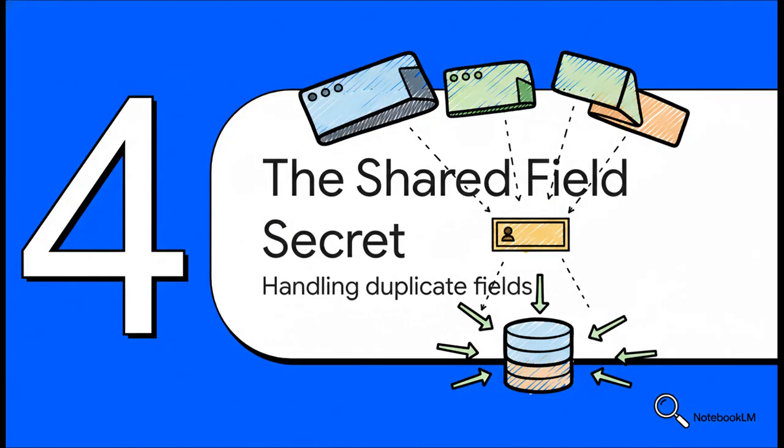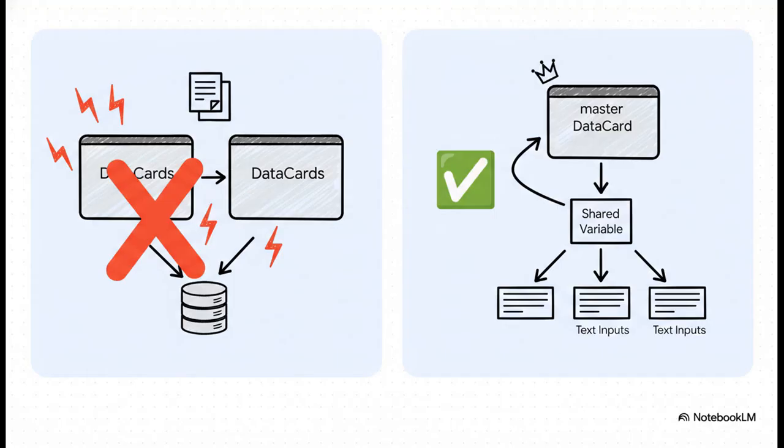All right, this next part is a total game changer because it solves the number one problem people run into when they try this method. I call it the shared field secret. How do you show the exact same field on more than one tab without your form completely breaking down? This is where so many developers go wrong. Your first instinct is to just copy and paste the data card. Don't do it. Power Apps will not let you have 2 different data cards trying to update the same data column. It causes submission errors, it causes layout nightmares, it's a mess.